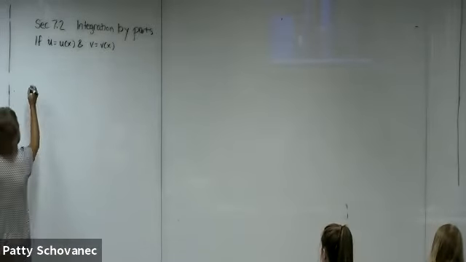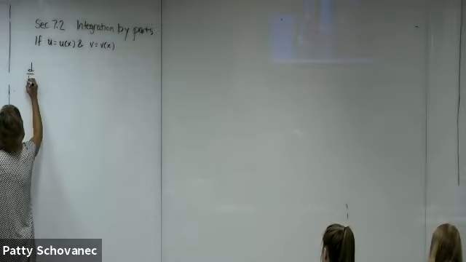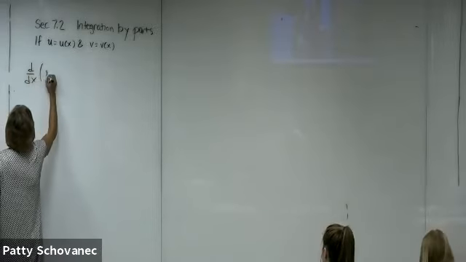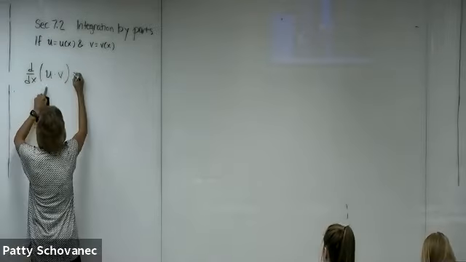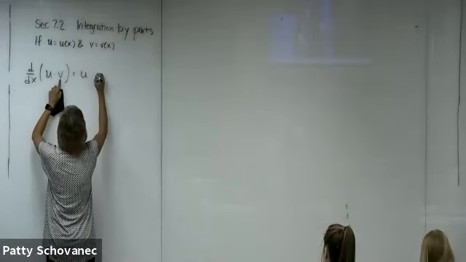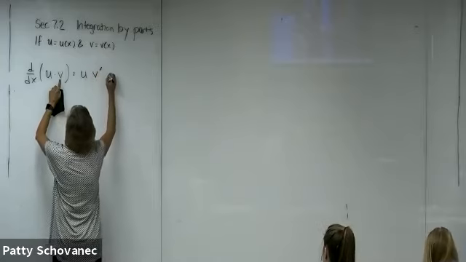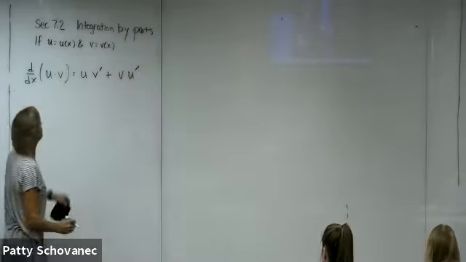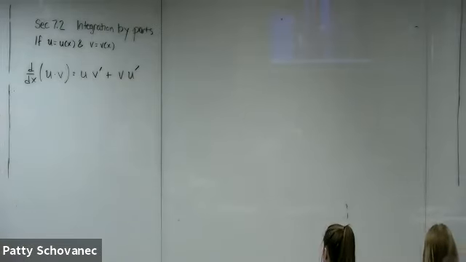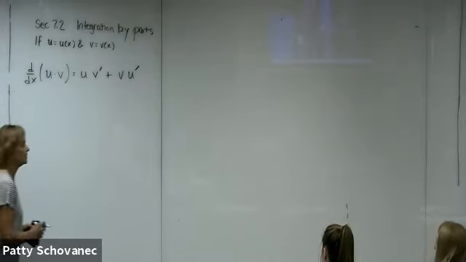The product rule says that to take the derivative with respect to x of the product of two functions, you hold one, multiply by the derivative of the other, plus the other times the derivative of the first. First times the derivative of the second plus the second times the derivative of the first.